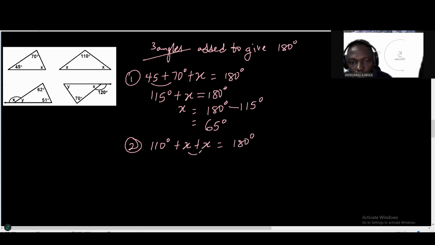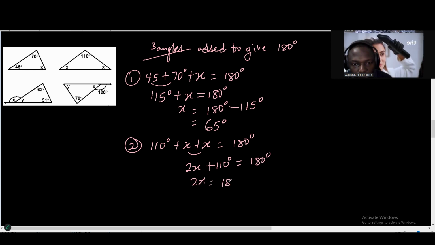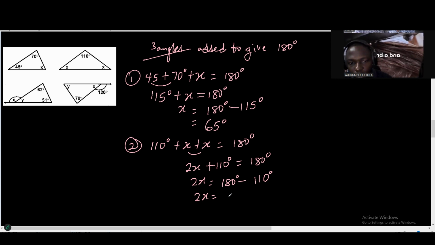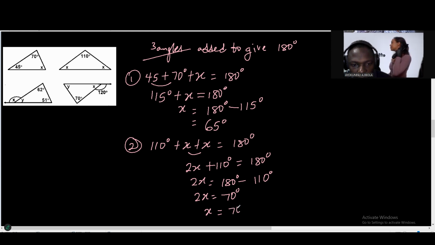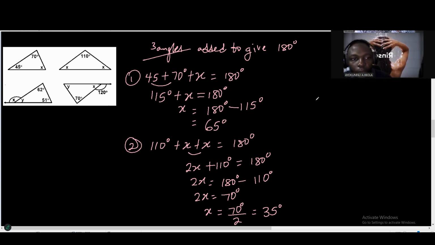So how many x's can you see there? 2. Equal to 180 degrees. Then you have 2x equal to 180 degrees minus 110 degrees. What is 180 minus 110? 70. Then x is 70 over 2, and what's the answer? 35. And number 3, we have to look for x and y, but we can find y first.